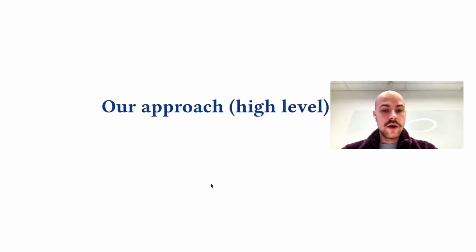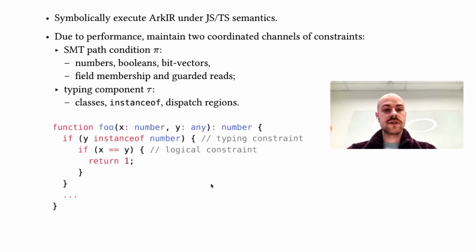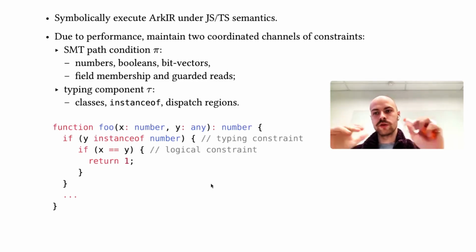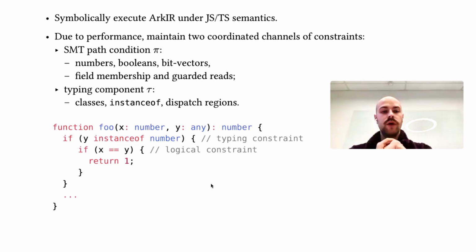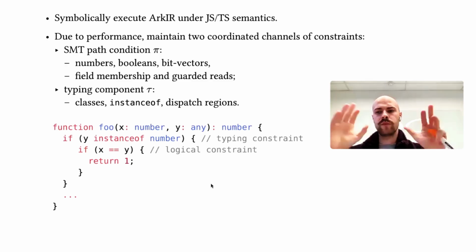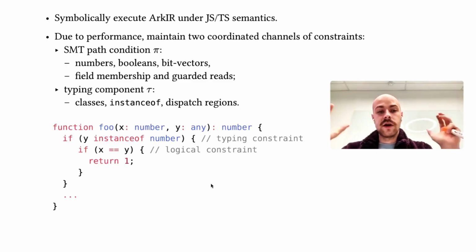And our approach, in a high-level idea, is to symbolically execute ArkTS under JS/TS semantics, and to make it work on real-world applications, because real-world applications are quite large. We want to have some novel approaches. For example, due to performance, we maintain two coordinated channels of constraints. So we separate SMT path constraints, for example the logical conditions on numbers, booleans, and so on, and a typing component tau that stands for instance-of, dispatch regions, classes, subclasses, and so on.